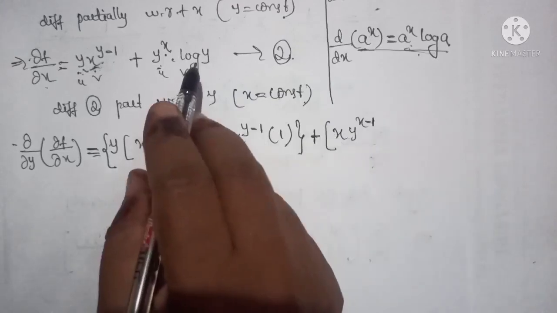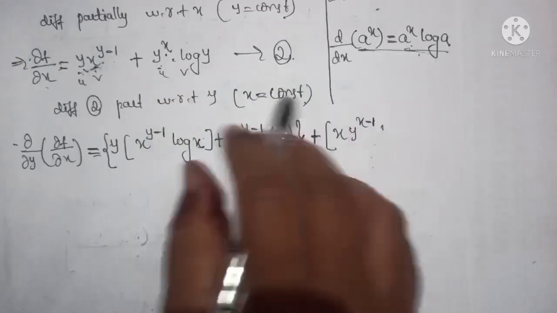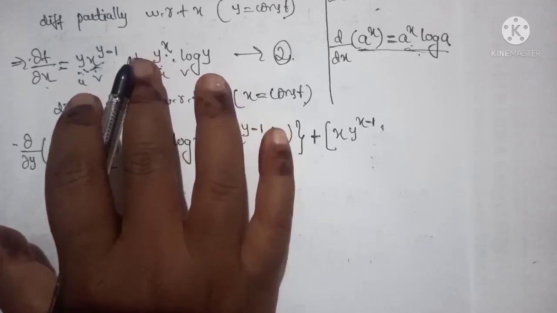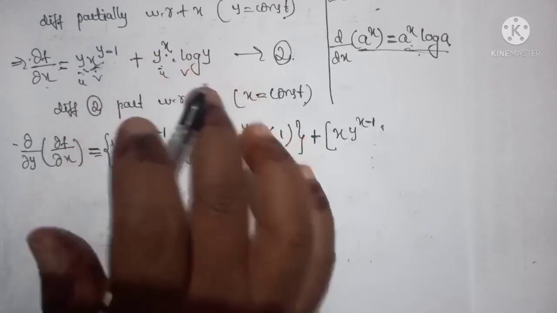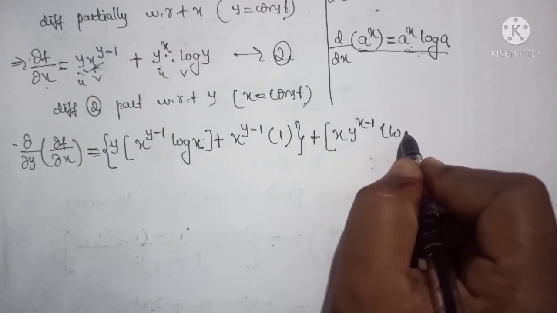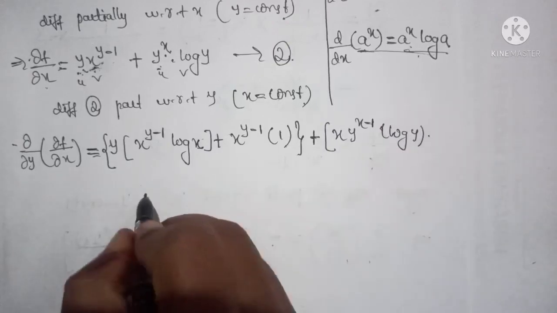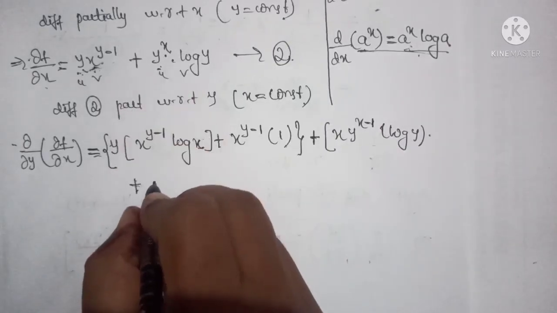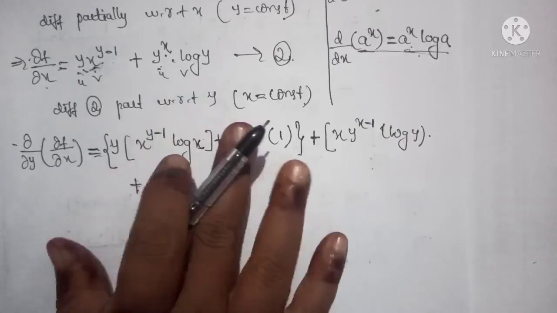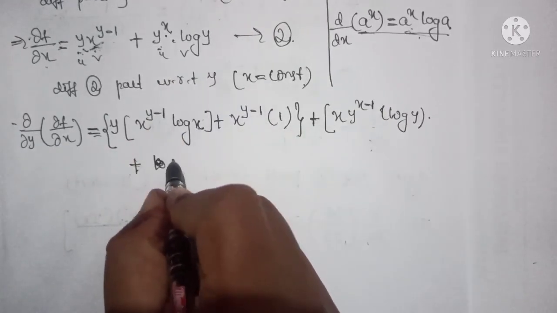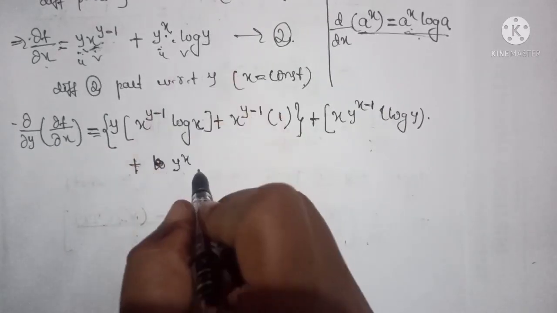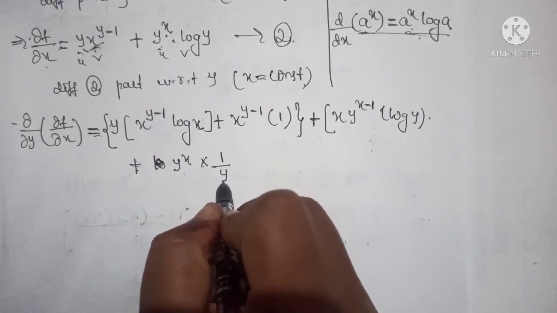Okay, so keep the second function as it is. Sorry, here I have differentiated the first function, so you can keep the second function as it is, that is log y. Now in the second term I will keep this y raised to x as it is. Now log y differentiation is 1 by y.